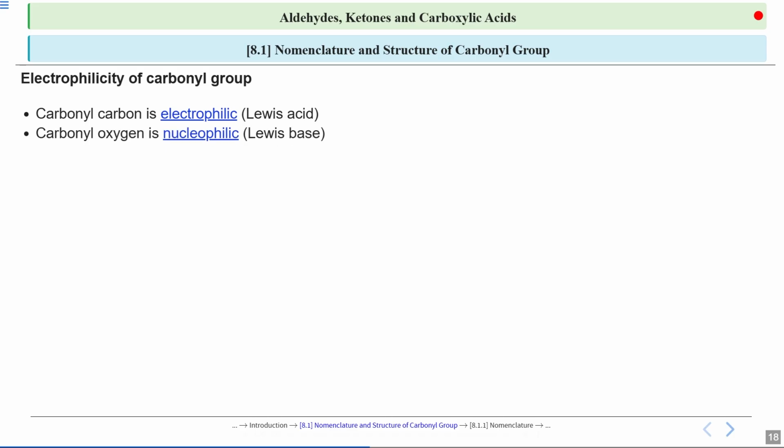Similarly, the carbonyl oxygen is nucleophilic in nature, meaning it can donate electrons. This is because of its high electronegativity, which allows it to hold onto electrons tightly and share them with species that are in need of those electrons. So the carbonyl carbon is electrophilic and the carbonyl oxygen is nucleophilic. Electrophilic means it acts as a Lewis acid that accepts electrons, and nucleophilic means it acts as a Lewis base which can donate electrons.